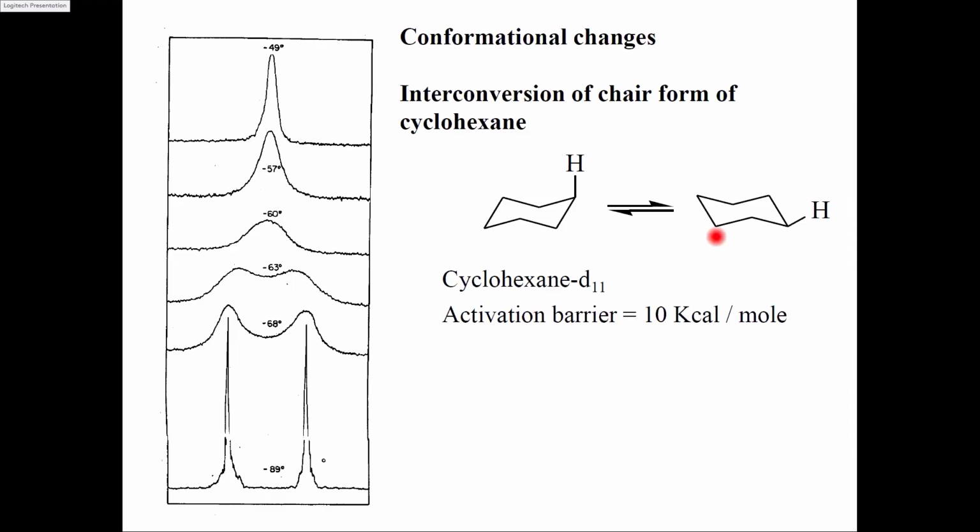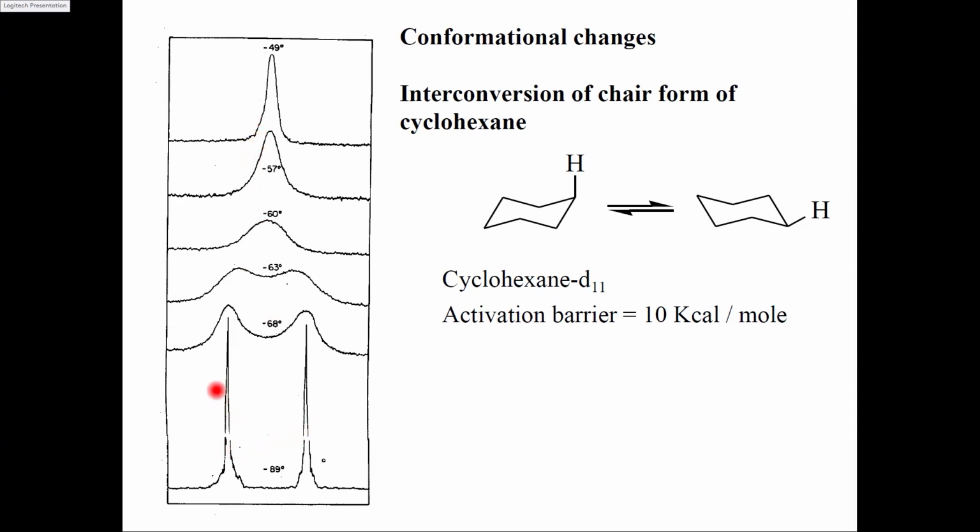The spectrum recorded is shown here at minus 89 degrees centigrade. There are two peaks that are seen here, and the peaks are assigned to equatorial hydrogen and axial hydrogen. So under these conditions, at the low temperature, the exchange process is not taking place rapidly. We heat the sample and go to minus 49 degrees centigrade.